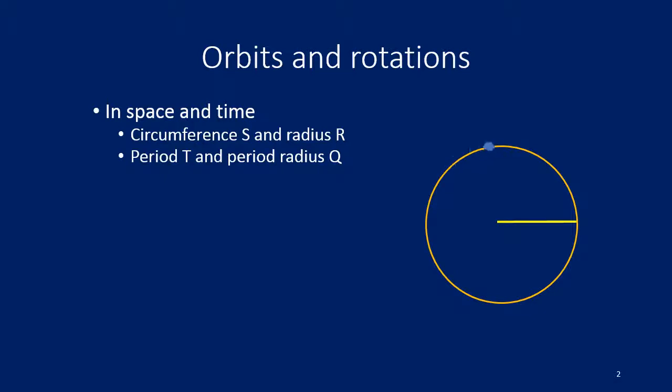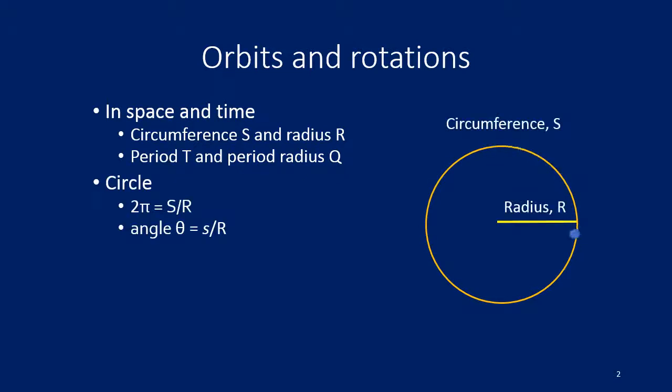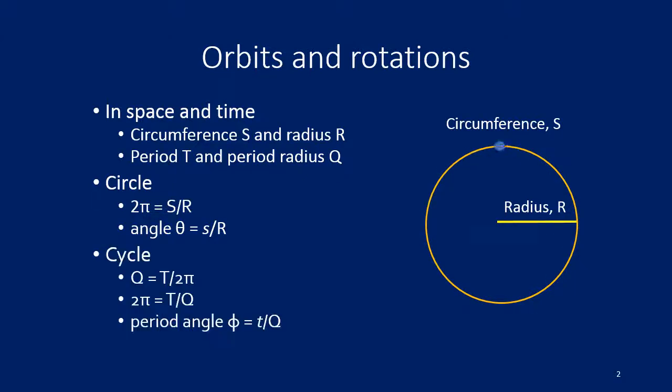There are two pairs of numbers in space and time. The circumference, we'll call it S, and the radius R, and then the period T, and by implication there is a period radius we'll call Q. So the circle is composed of a circumference and a radius. The circumference divided by the radius is 2 pi, or an angle theta is equal to a small part of that arc divided by the radius.